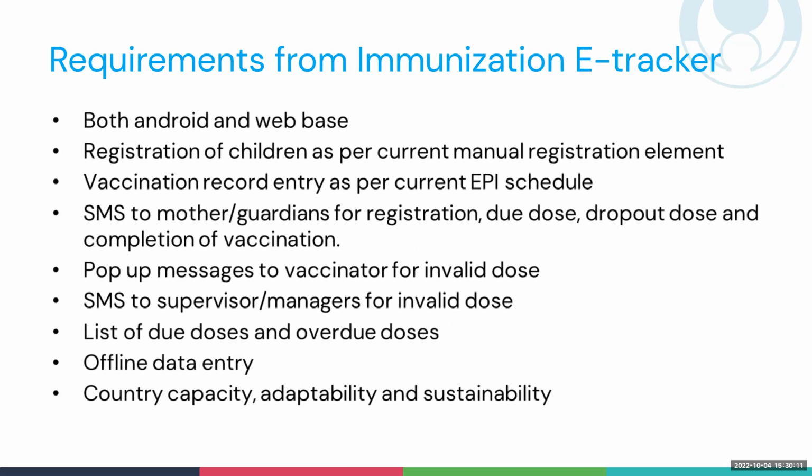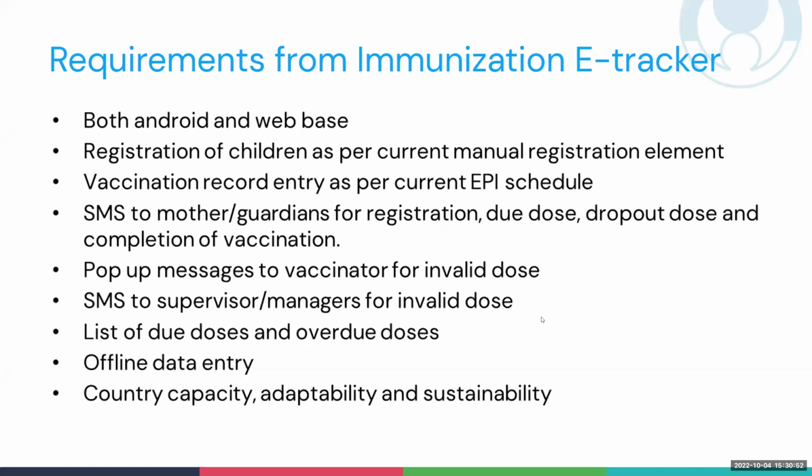The requirements of our Immunization E-tracker are that it should be both Android and web-based. The registration of children should be as per our current manual registration elements. The vaccination record entry should be as per our current EPI schedule, and we would like to send SMS to mothers or caregivers for registration, due doses, dropout doses, and also for the completion of the vaccination. We would also like to show the vaccinators if any invalid doses are given, so the system should automatically alert the vaccinators about invalid doses.